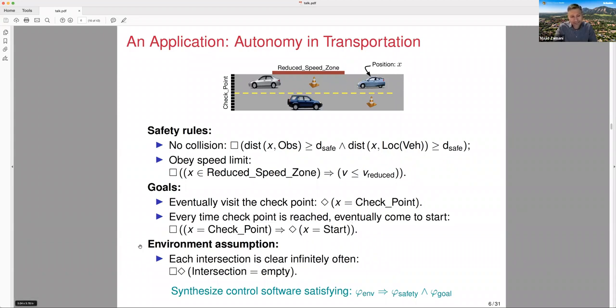And we can also model the assumptions over the environment. For example, each intersection hopefully is clear infinitely often. So this can also be represented using temporal logic. And the goal in this particular example is we would like to design the autopilot that enforces this high-level temporal logic property, which says, considering the environment assumption, the autopilot or the controller should enforce safety and goal objectives.